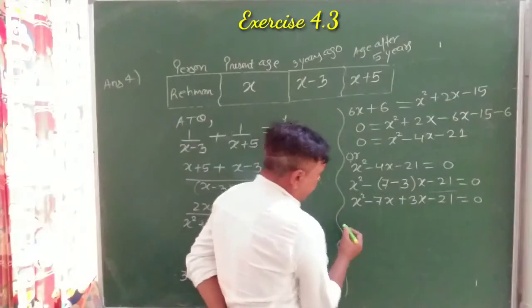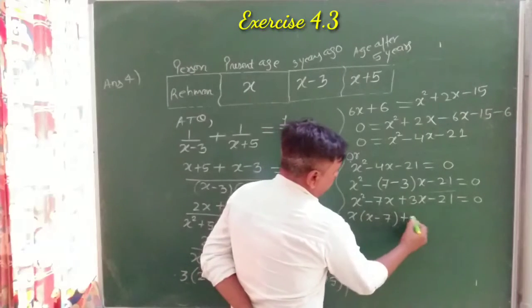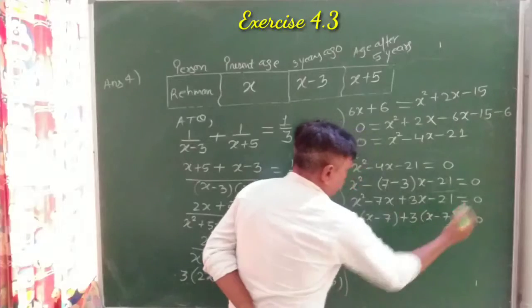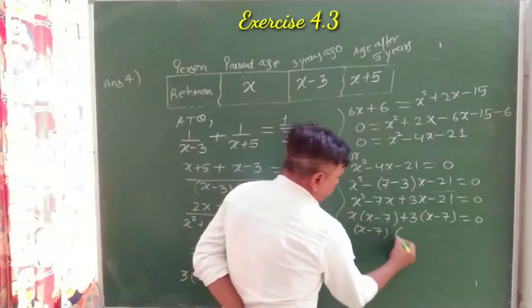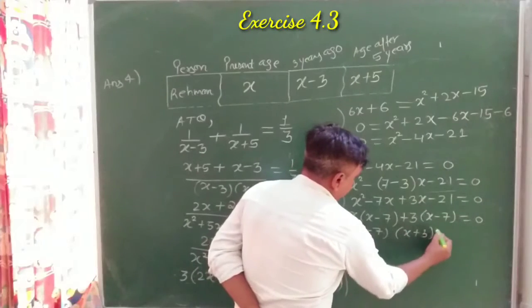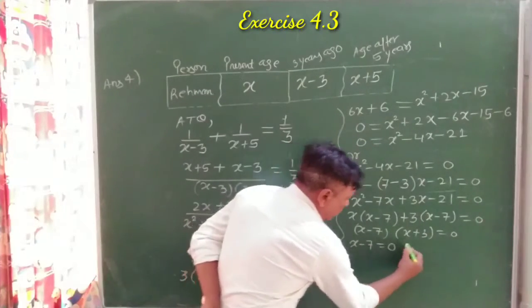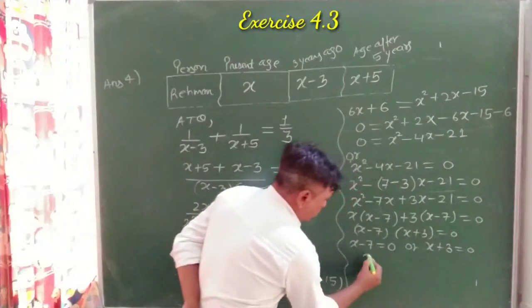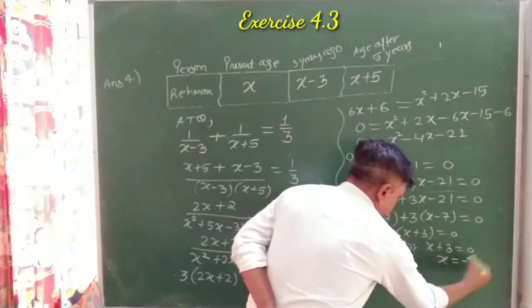Now take common, anything that is common. x minus 7, here 3. x minus 7 is equals to 0. It means x minus 7 is now common, so what is left? x plus 3 is equals to 0. It means x minus 7 is equals to 0, or x plus 3 is equals to 0. x equals to 7, x equals to minus 3.